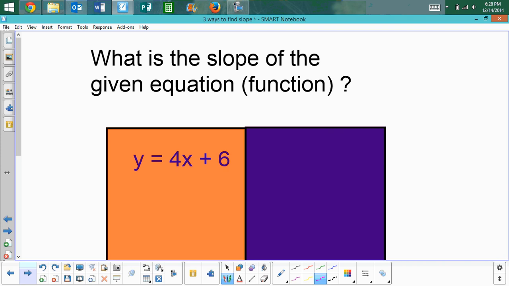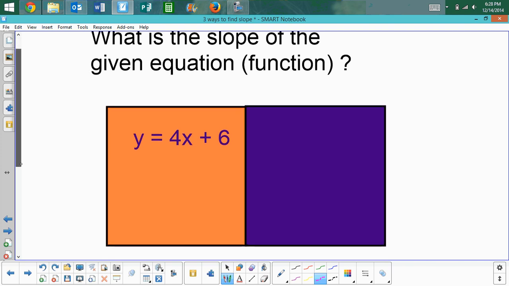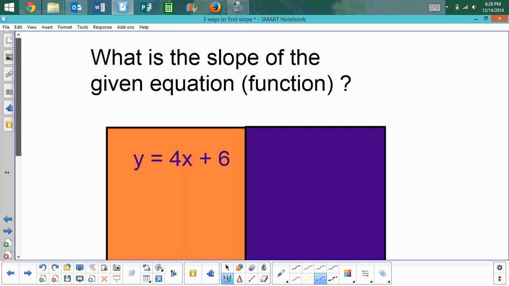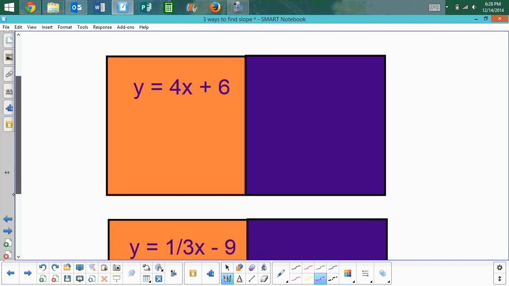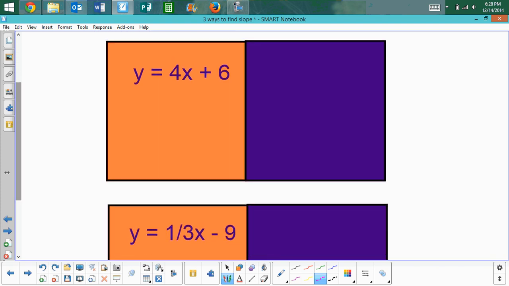Now let's get to the hard stuff. So I showed you how to identify each one when we're using m. And this is where you need to pick up on your notes. This is where we left off. It says, what is the slope of the given equation or function? Remember, we can call an equation a function.